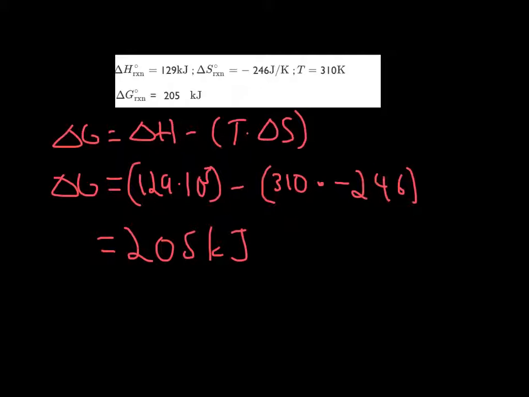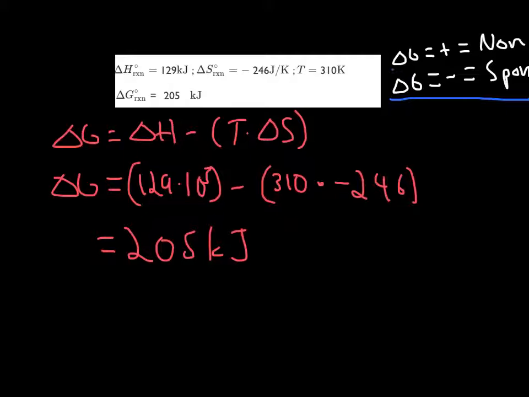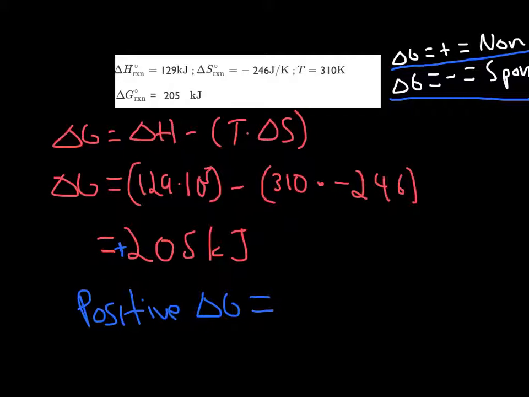kilojoules. Alright, so now if you remember from before, we determined if delta G is positive equals non-spontaneous, if delta G equals negative equals spontaneous. So I'm just abbreviating here, I ran out of space there. So since delta G negative is spontaneous and delta G positive is non-spontaneous, what is this reaction? Well, we notice we have positive 205. So since delta G is positive, this reaction, or this set of numbers, is non-spontaneous.